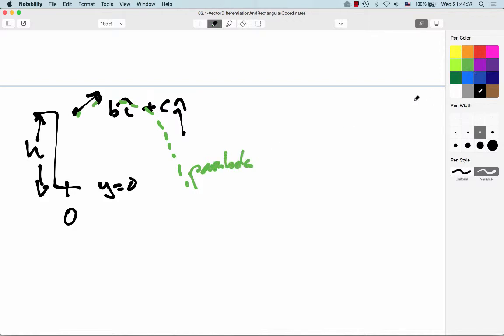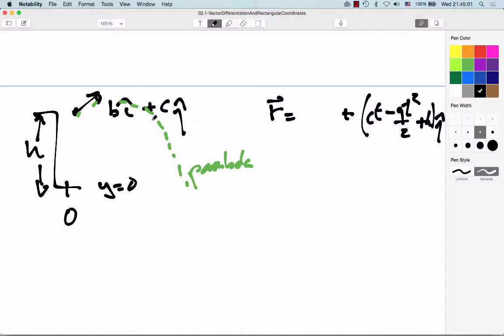So let's see if it is. Well, we can look at this, we can steal some of our previous work. We know what the y component has to look like. It's ct minus gt squared over 2 plus h times j hat. We did that just before.